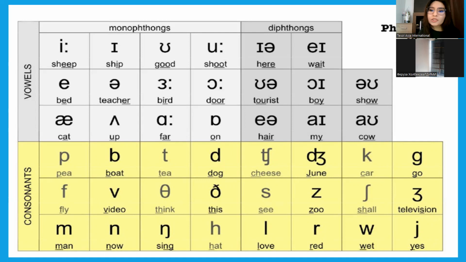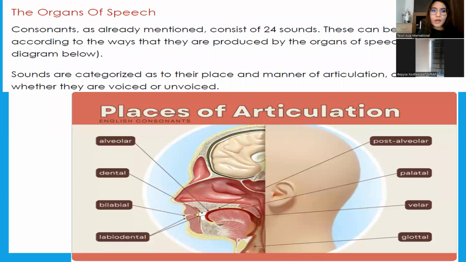And how do we teach these 44 sounds to our students and let them know in what kind of words they come? To do that, we need our students to be aware of the organs of speech, because every sound, especially vowels, is classified according to its place of articulation and manner of articulation. We can have alveolar, dental, bilabial, labiodental, post-alveolar, palatal, velar, and glottal sounds.